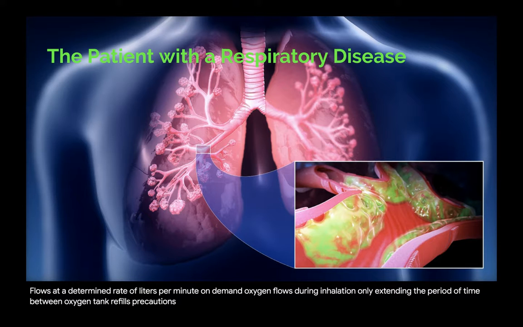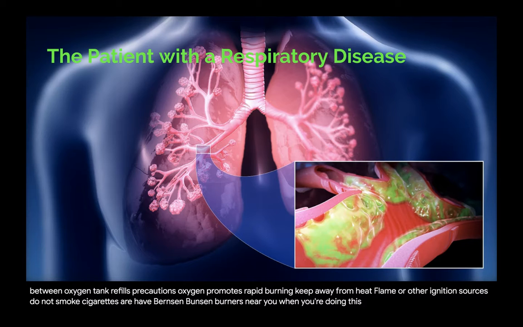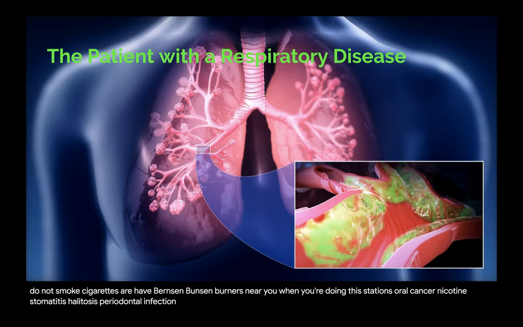Precautions: oxygen promotes rapid burning. Keep away from heat, flame, or other ignition sources. Do not smoke cigarettes or have Bunsen burners near you when you're doing this. Oral manifestations: oral cancer, nicotine stomatitis, halitosis, periodontal infections, and extrinsic tooth stain.